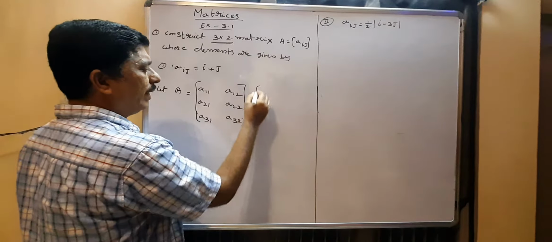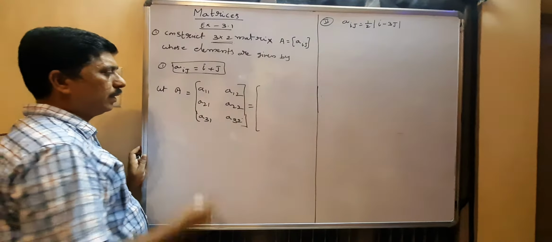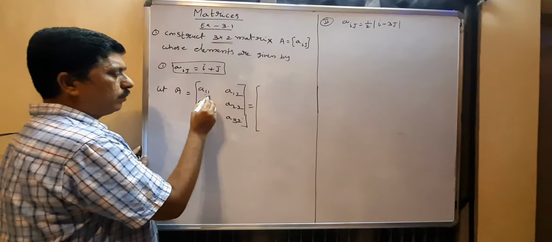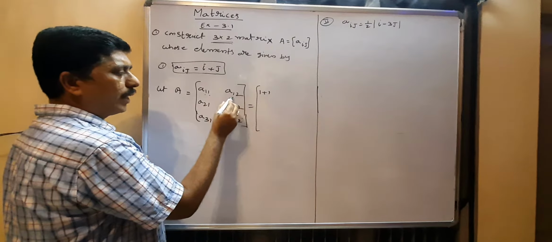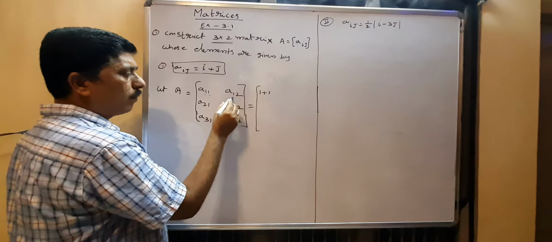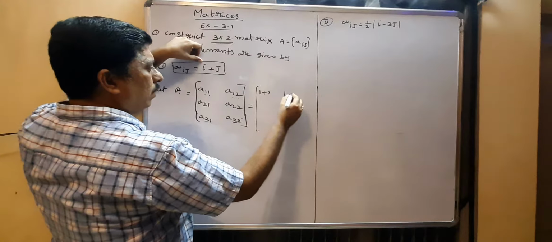Now what is given as the value of A? A_ij is given as i plus j. In place of i is 1, in place of j is 1. So 1 plus 1 is the first element. For the first row, second element, in place of i is 1, in place of j is 2. Right side, you have to substitute.